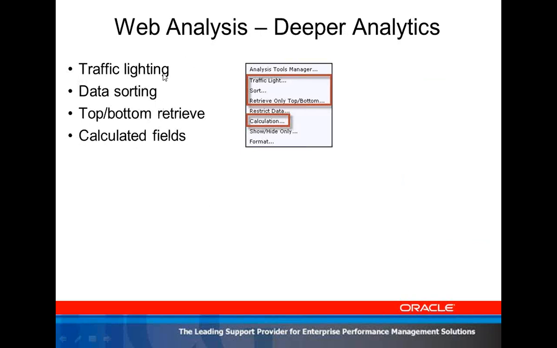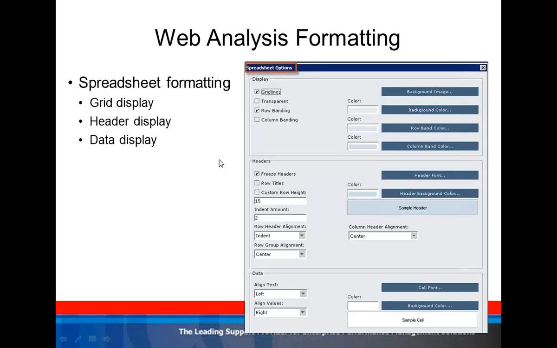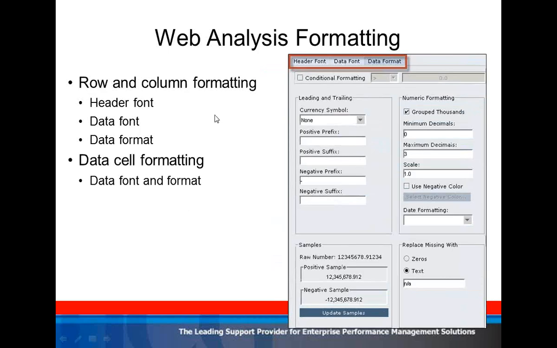I can do, via my analysis tools, things like traffic lighting, sorting by data, sorting by name. I can specify that I only want the top 5, the bottom 10 in my report. I can add a calculated field. You saw me do that rather quickly. And there's lots of areas in which I can do formatting to make it look nice. I can format the entire spreadsheet, its display, its headers, and its data, or I can just work on certain rows and columns, specifying a header font for those rows and columns, a data font, or a data format like positive, negative, dollar signs, those kinds of things.